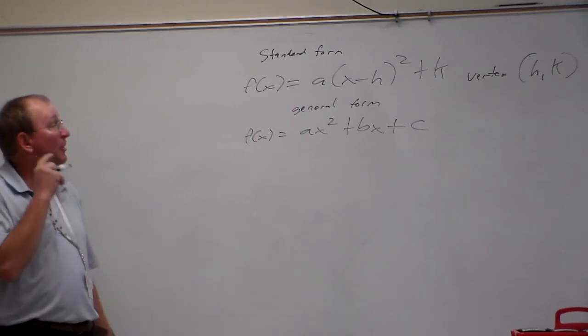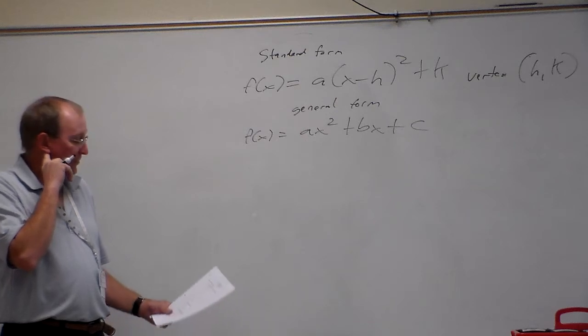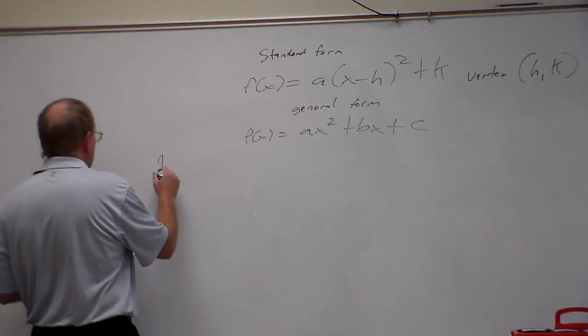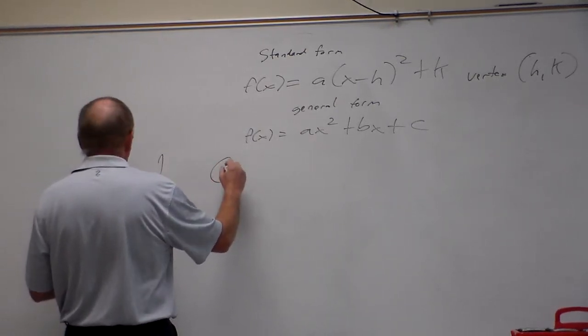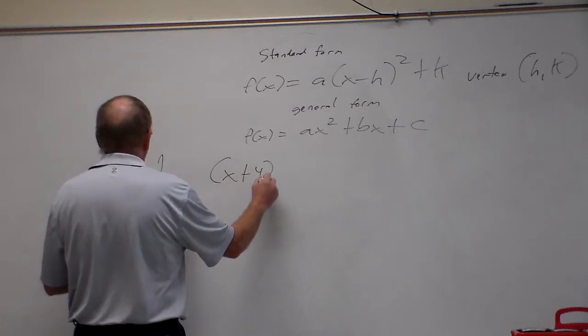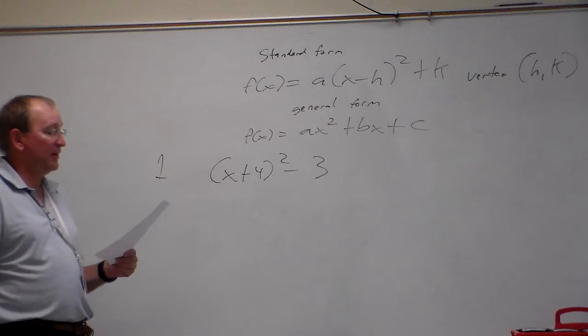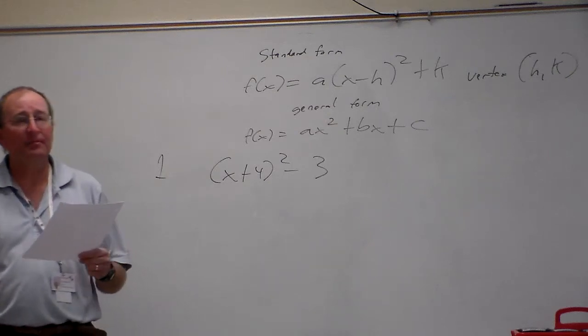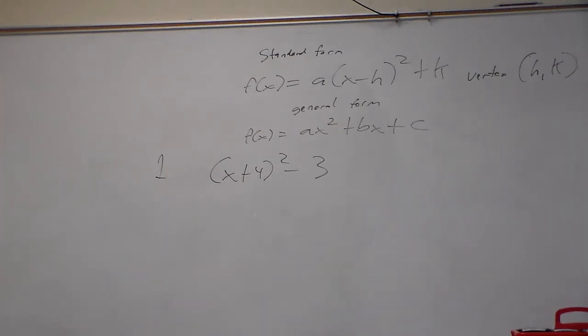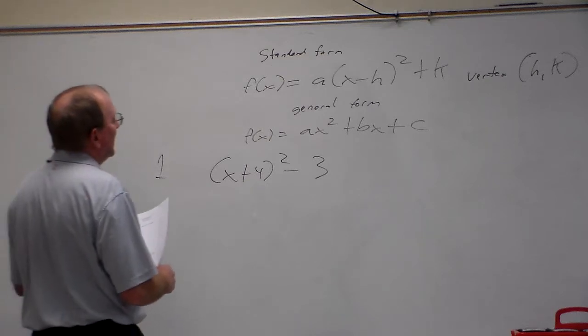So first thing I want to talk about is this, though. Look at problem number 1. Problem 1 has this: x plus 4 squared minus 3. Okay, and you're asked to find the vertex, the y-intercept, and the x-intercept. The first thing I would do is probably do the following.